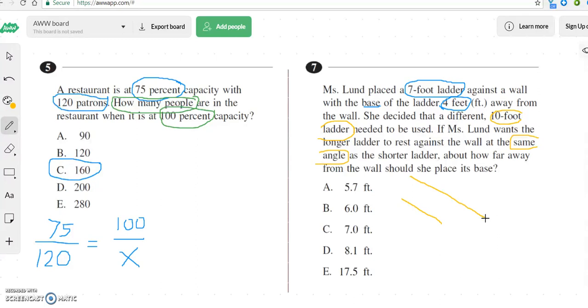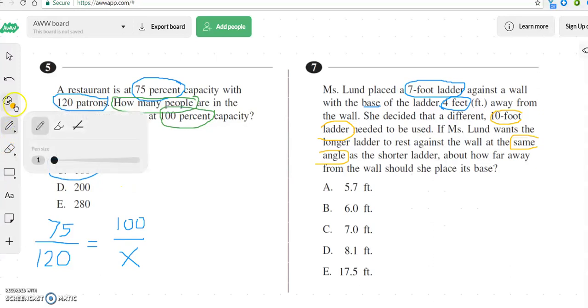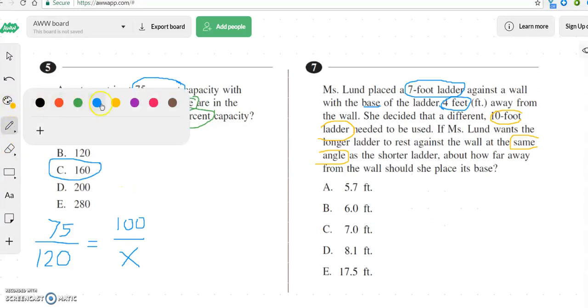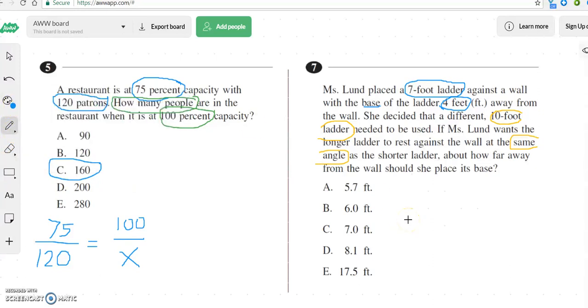Okay? So what we're trying to figure out is how far away from the wall should she place the base. This is the exact same type of question because it has two sets of information. One set we know and one set we don't know. Okay? So what we have with this one is a 7-foot ladder that is 4 feet away.